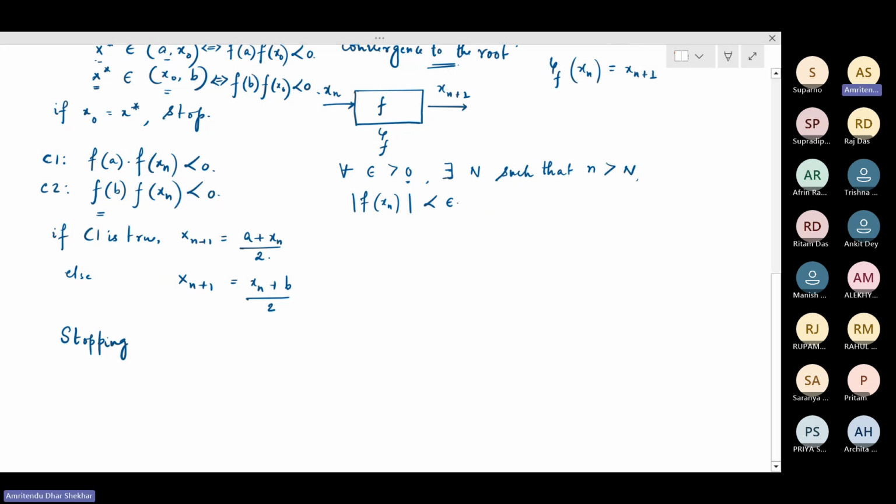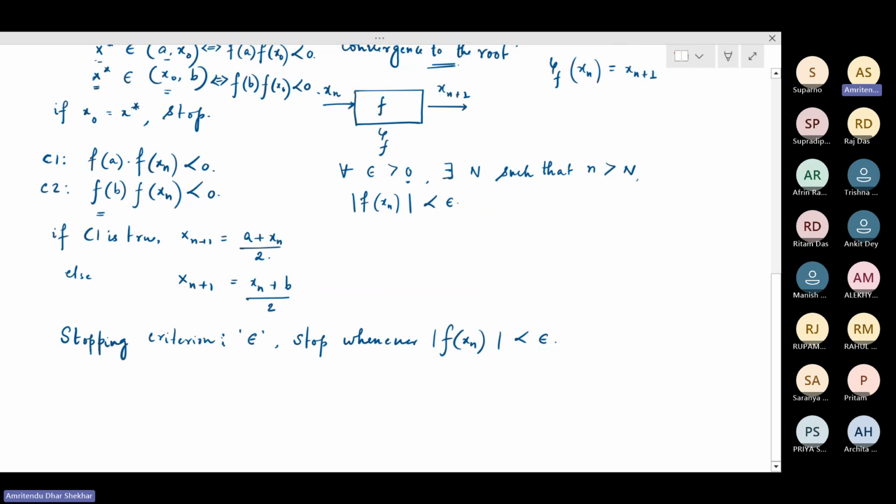So what is the stopping criterion? The stopping criterion will generally be given to you. It is generally going to be some number epsilon, which is a small number, and you stop whenever f of xn is smaller than epsilon.